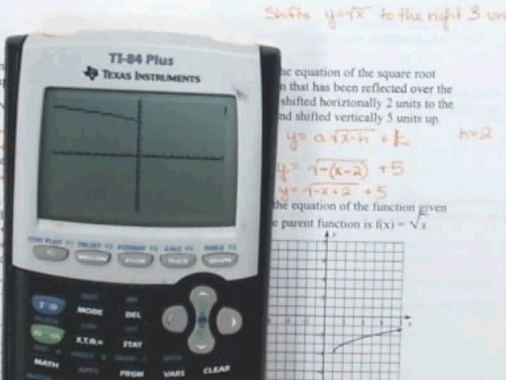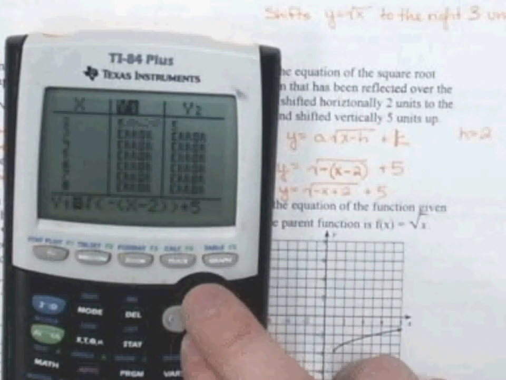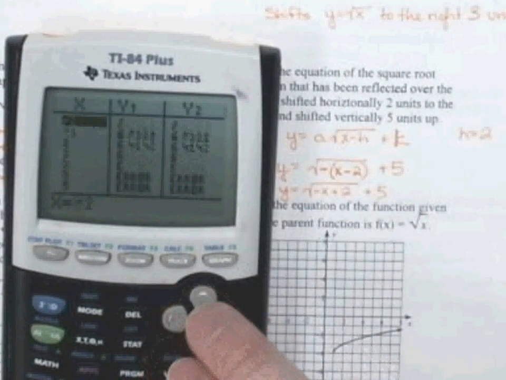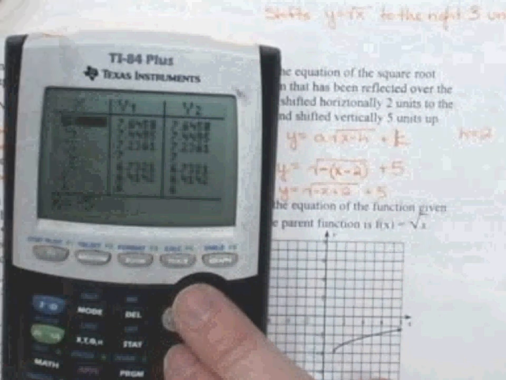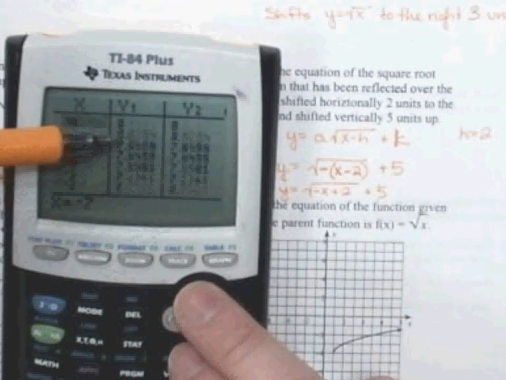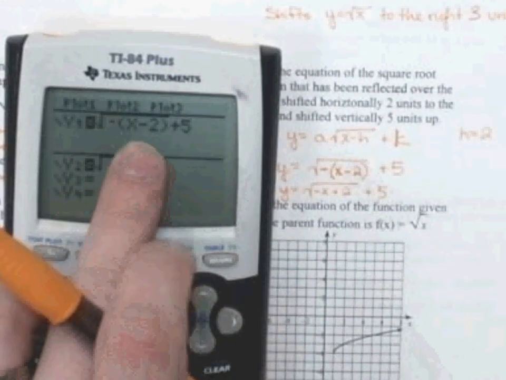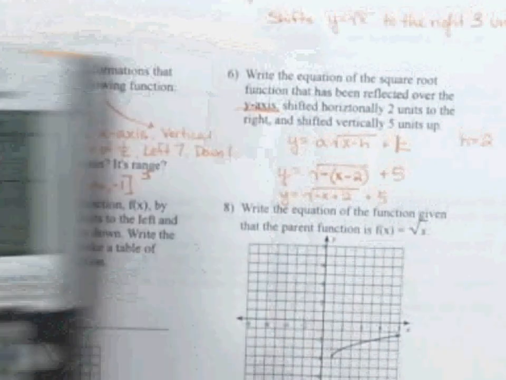I hit graph, and hopefully I'll only see one line. I do. Let's go to the table, and you see that if I keep going up, my y1 and y2, all the values are the same because it's the same line, just one has a negative sign that's distributed and one doesn't.